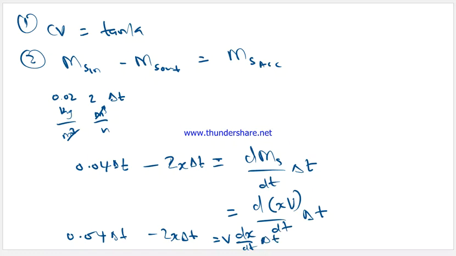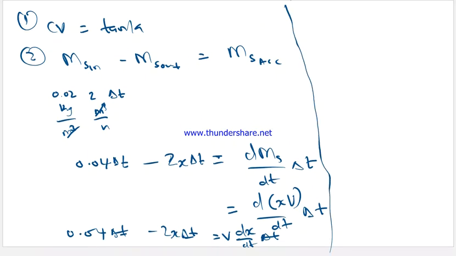So delta T is common to all of them. We can cancel them out, and as a result, we can now have our final expression to be 0.04 minus 2X divided by V, which is 10, is equal to dX/dt. Which we have to solve by the integration method.